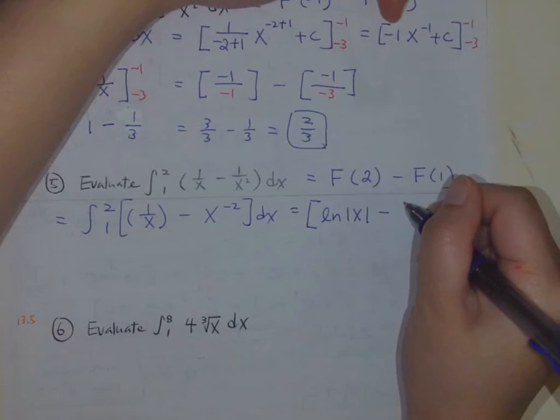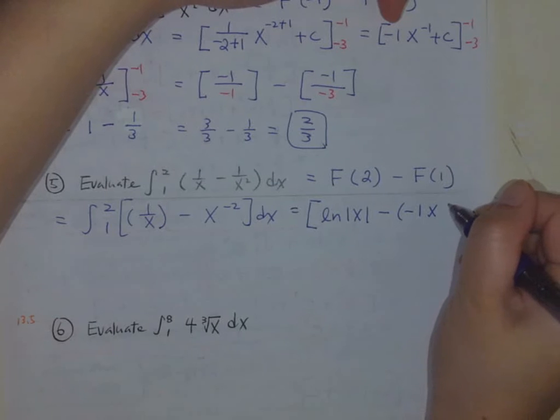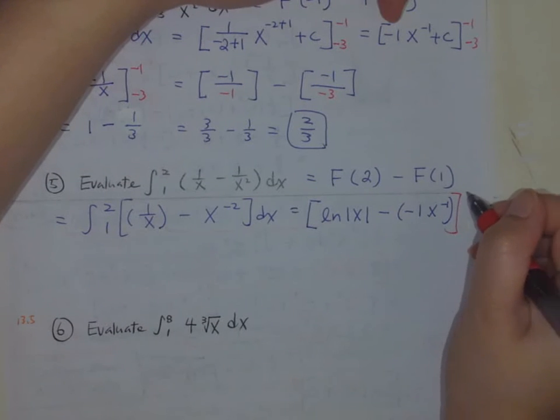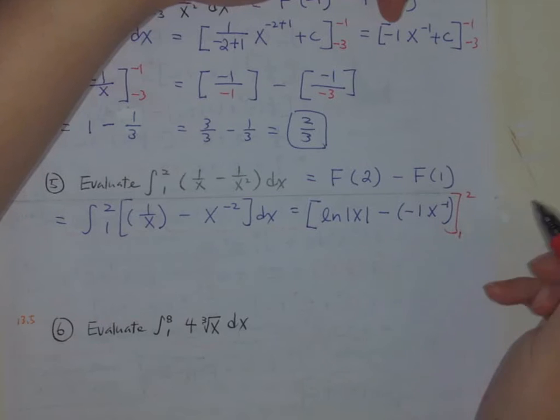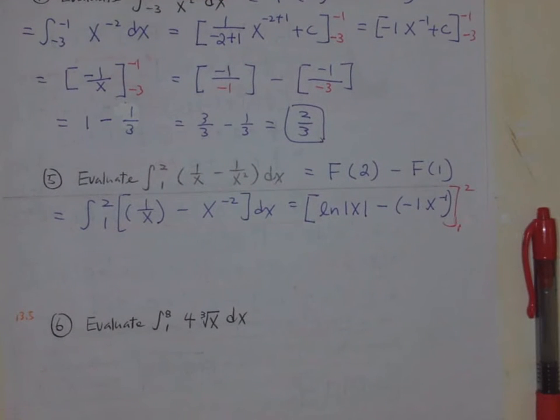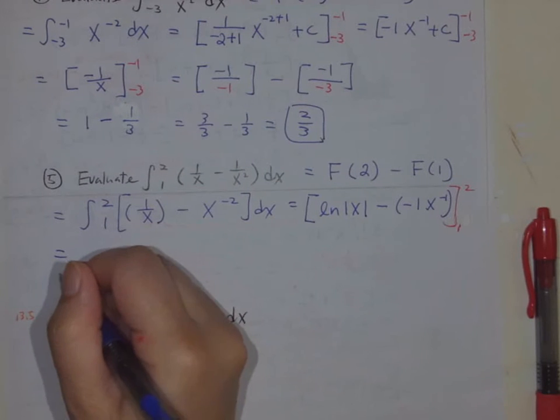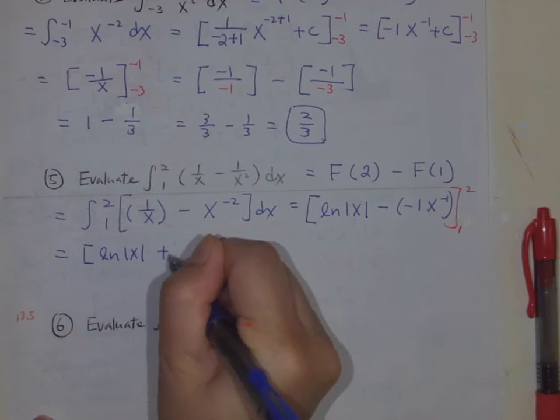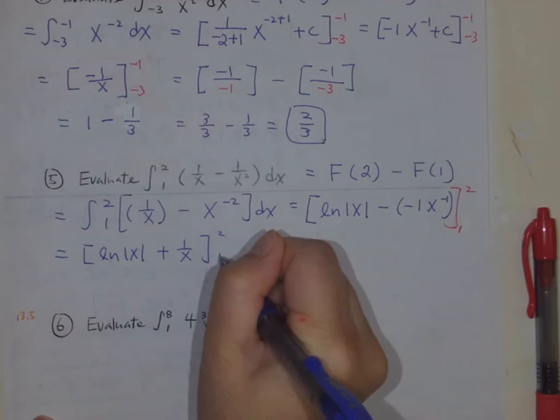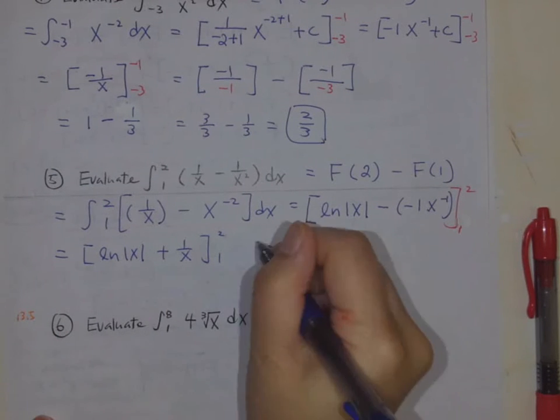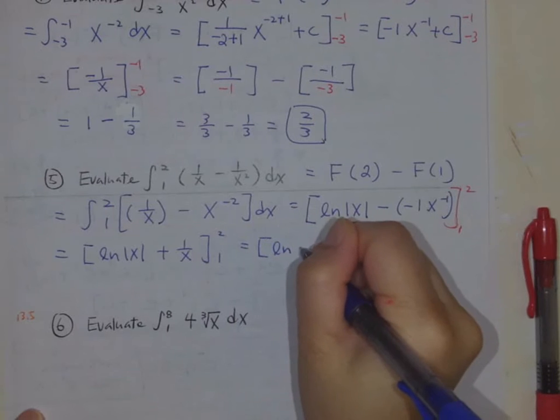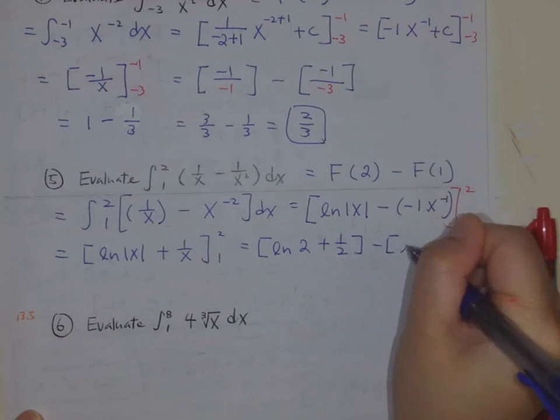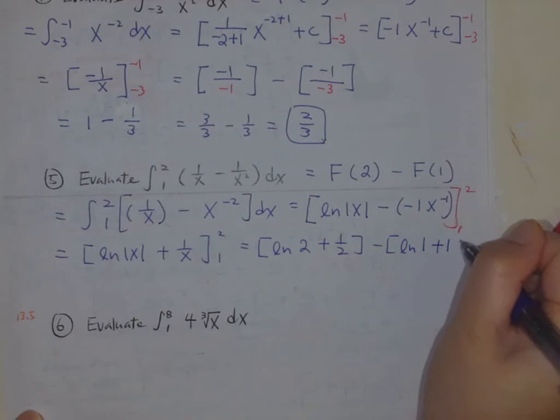So it was this guy, -1, x raised to the -1 power, right? And then we need to plug in the upper limit 2 and the lower limit 1. Now we got ln of x, and then 1 over x, plug in 2 and 1, right? So that would equal ln of 2 plus 1/2, subtracting ln of 1 plus 1, right?